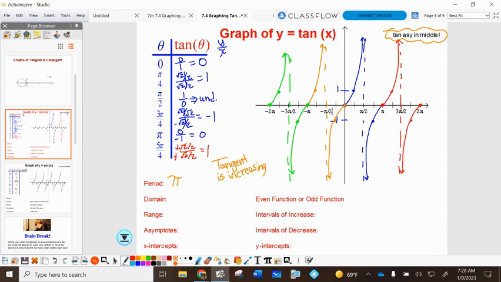Okay, what is our domain? Well, it goes forever and ever in both directions, but it's not all real numbers. It's all real numbers such that x does not equal... Where are those asymptotes happening? They're happening at the half pi's, so we're going to call that pi over 2 plus k pi, where k is an element of the integers.